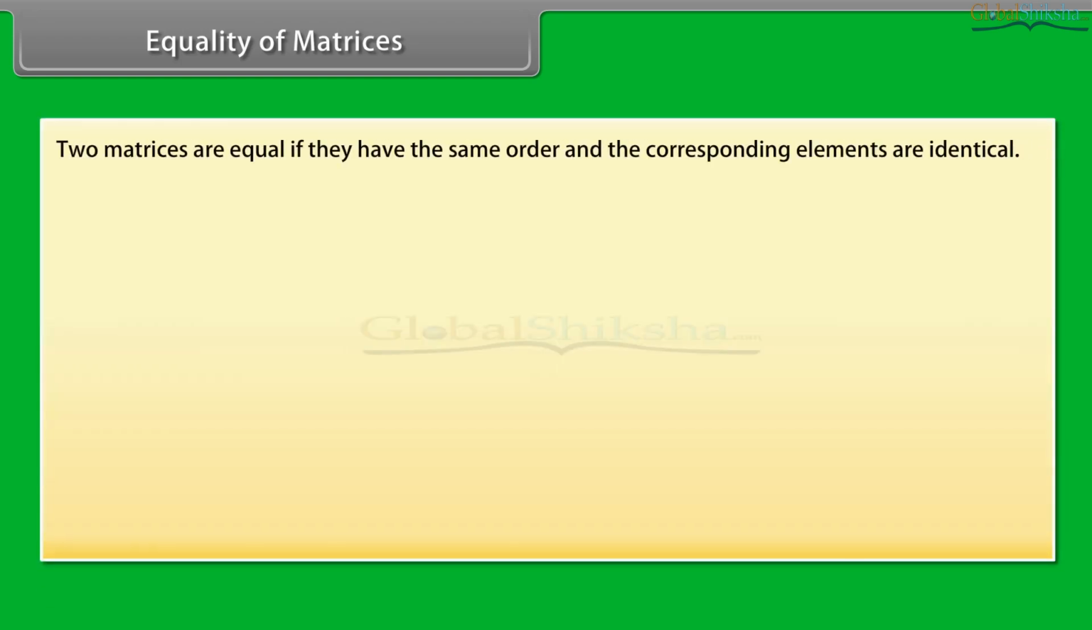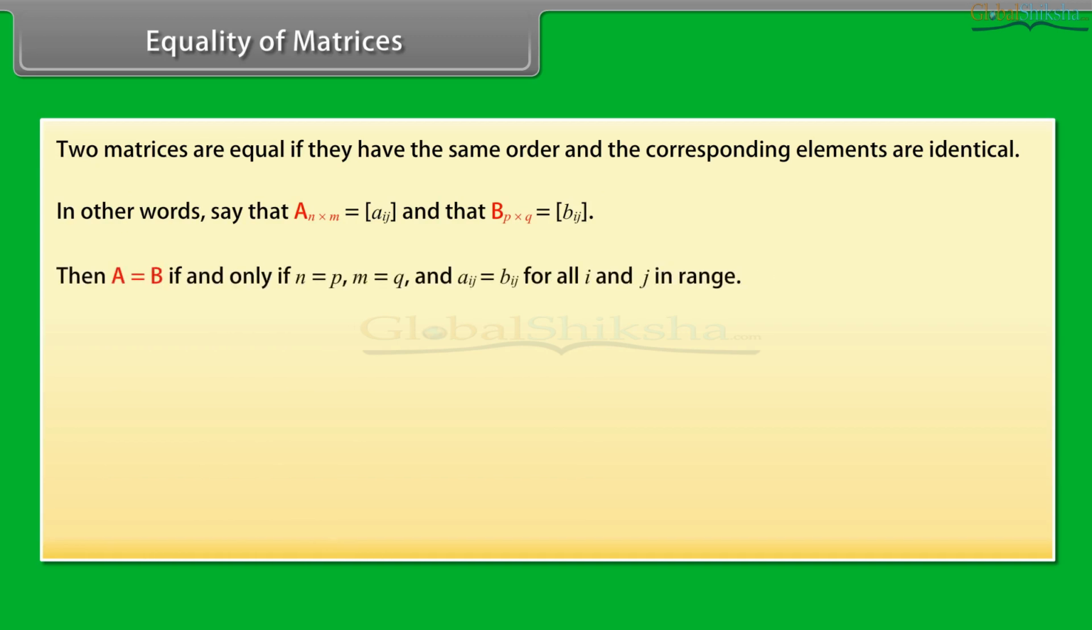Two matrices are equal if they have the same order and the corresponding elements are identical. In other words, say that A_{n×m} = [a_ij] and B_{p×q} = [b_ij], then A is equal to B if and only if n is equal to p, m is equal to q, and a_ij is equal to b_ij for all i and j in range. Matrices P and Q are equal.